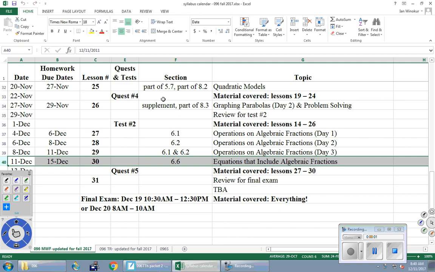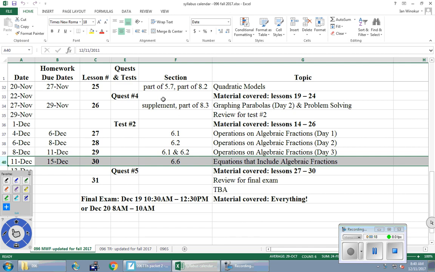Again, page 250. So today, happy Monday. This is our very last lesson of new material for the entire semester. I promised myself I wouldn't cry. Today we're going to talk about equations involving algebraic fractions.